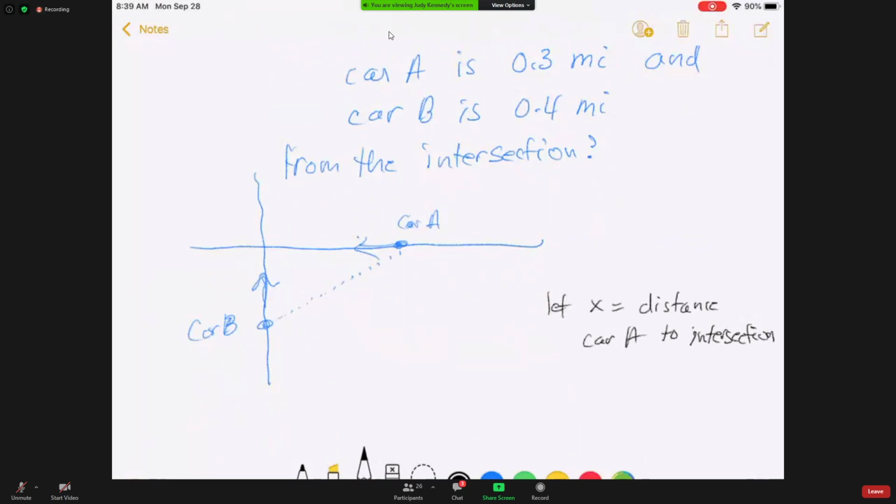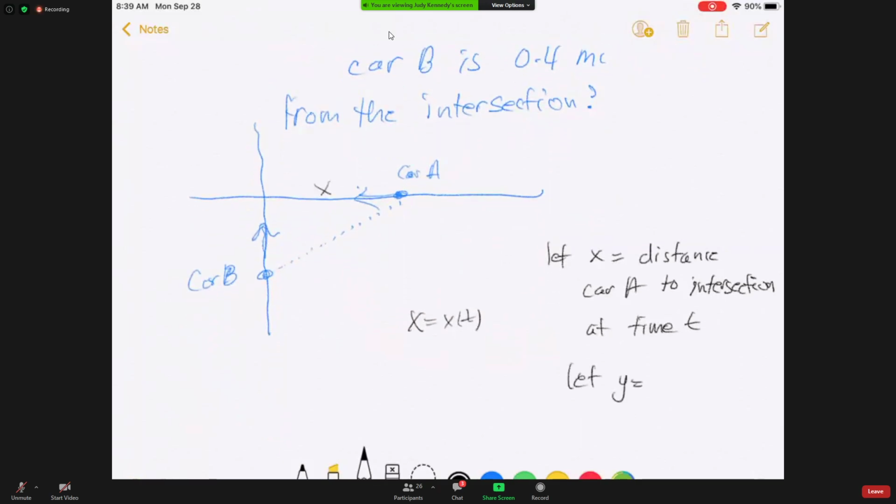At time t, x is changing, so x is a function of t. So I'm going to put an x there, x is equal to x of t. And let y equal the distance of car B to the intersection. So this would be y, and again, at time t. y is a function of time. x is a function of time, y is a function of time. And the distance to the intersection of car A is decreasing, right? The distance to the intersection of car B is decreasing.